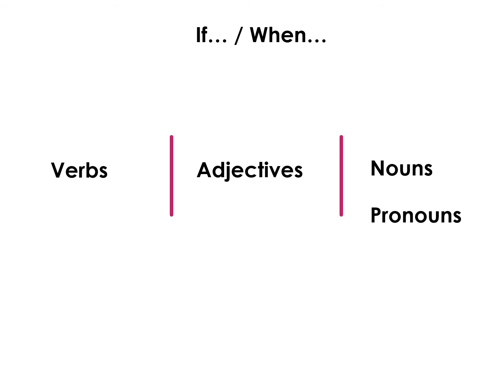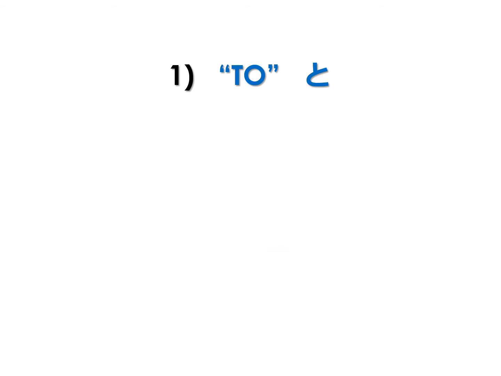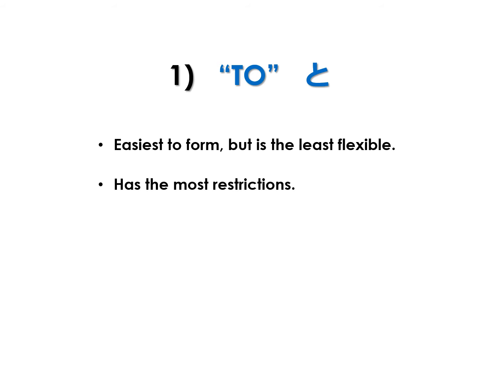The 4 conditionals can be used with verbs, adjectives, nouns, and pronouns. And each of these 4 conditionals also conjugate into the affirmative and negative for verbs, adjectives, nouns, and pronouns. Let's start with to. The to construction is the easiest to form, but it is also the least flexible because it has the most restrictions in its use.